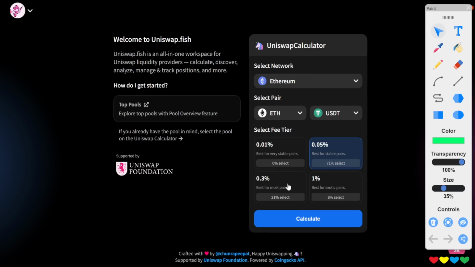See, you might ask me, why don't you select a higher percent? So what I'm doing here, these are the different fees you see here. Now you might say, oh, why don't you select the higher fee?